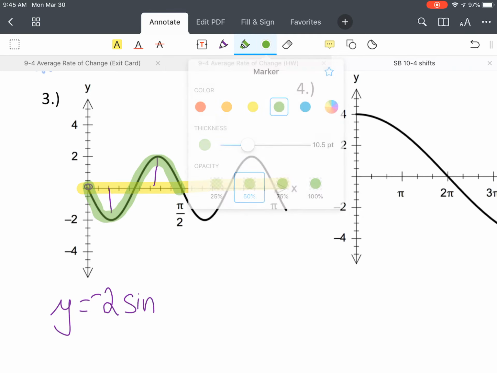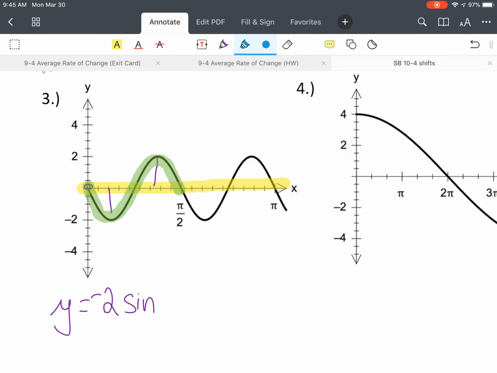Okay, let's see how many cycles we see. Here's one cycle, and here's a second cycle. I'm seeing 2 full cycles up to pi. So if I see 2 full cycles up to pi, then to do another pi, which would bring us to 2 pi, I'm going to see 4 cycles.